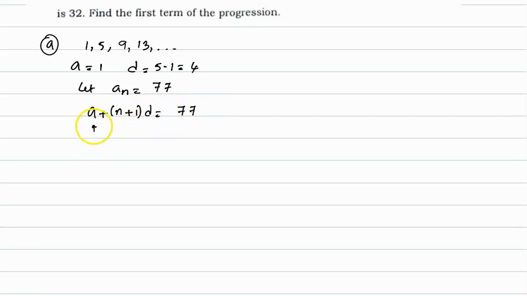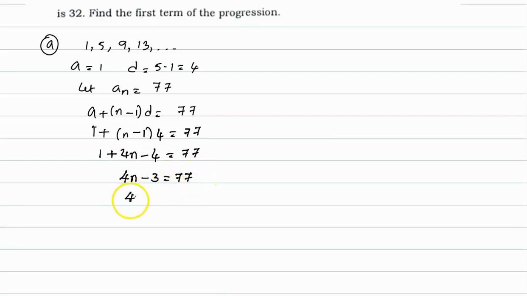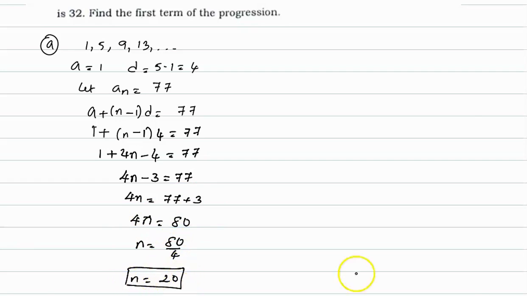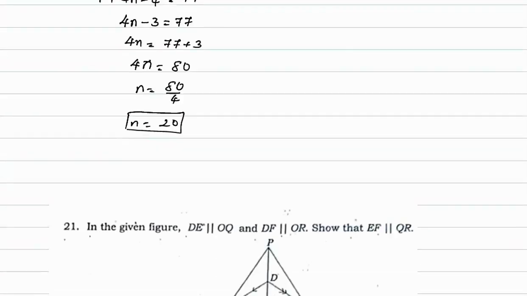On simplification, substituting, 1 plus N, sorry I wrote N plus 1 here, it is N minus 1. So N minus 1 into D, which is 4, is equal to 77. On simplification 4N minus 4 is equal to 77. 4N, 1 is positive, minus 4 is negative, it gives minus 3 is equal to 77. 4N is equal to 77 plus 3. So 4N is equal to 80. N is equal to 80 by 4. N is equal to how much? 20. So there are 20 terms in the AP and the 20th term is 77.